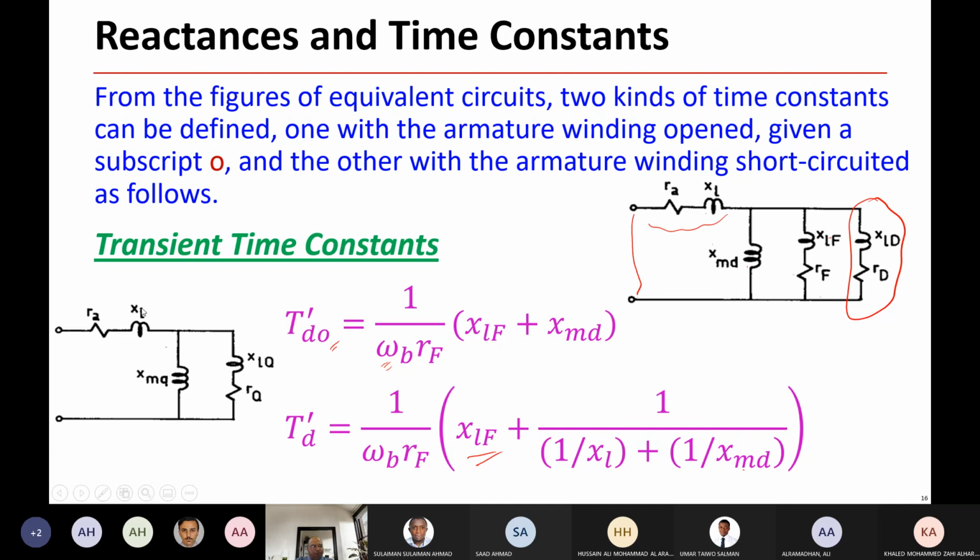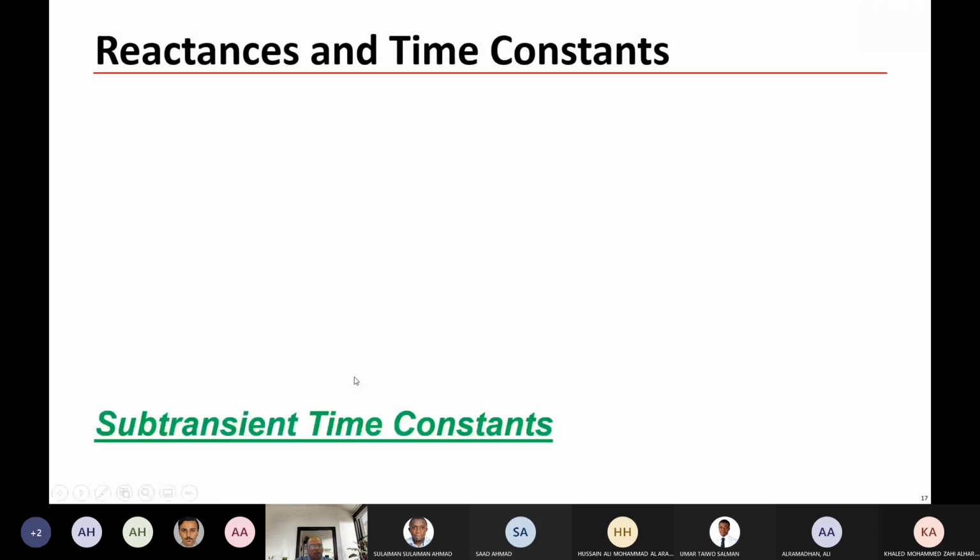For the quadrature axis, TQO prime and the TQ prime. So TQ prime, TQO prime equal to what? You have here again, this is in the transient period. This doesn't play any role in this case. So you have it here.